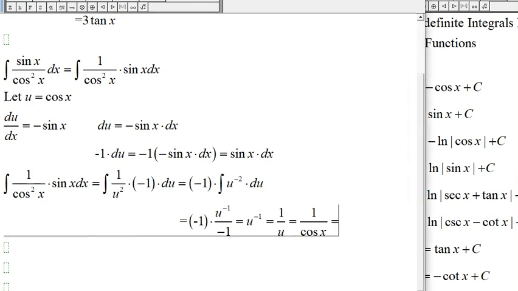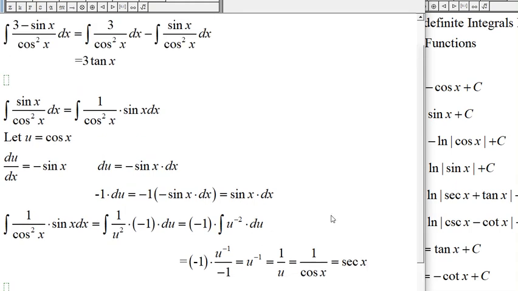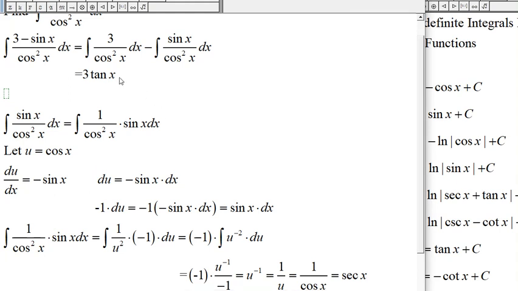But 1 over cosine of x is secant x. And so the integral of sine over cosine squared of x is secant x. And so right here we have minus secant x, and then plus c.